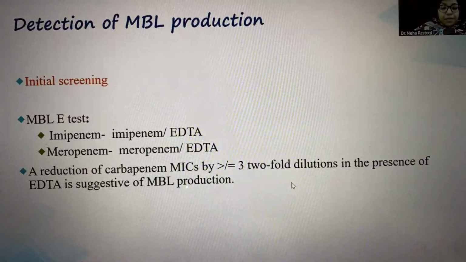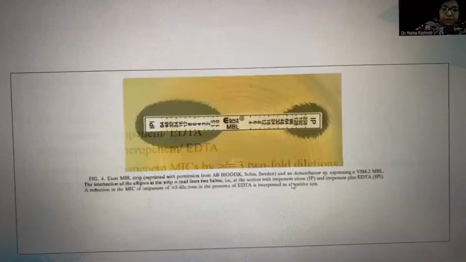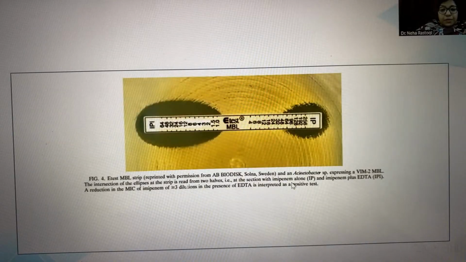you have a carbapenemase production, specifically talking about a group B carbapenemases, which is the MBL. And this is what I keep mentioning: the drug alone versus the imipenem plus the EDTA molecule.